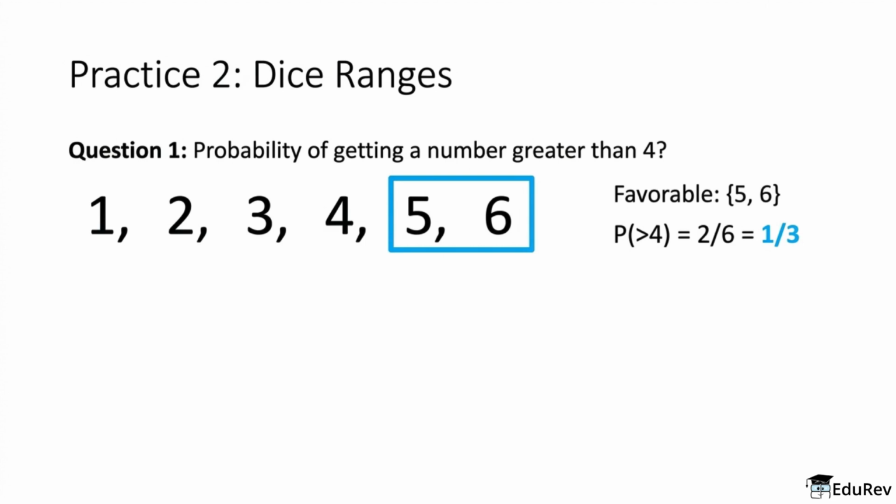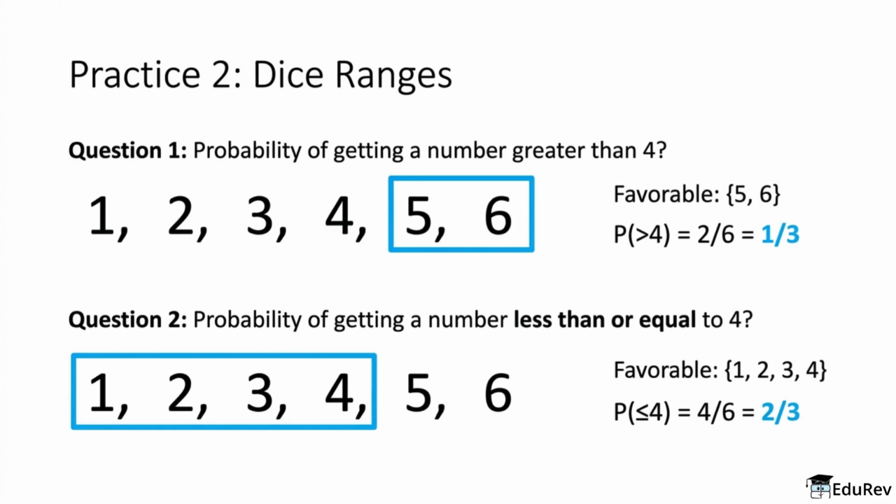In practice 2, we have 2 questions. Question 1. What is the probability of getting a number greater than 4? Looking at our options 1 through 6, our favorable outcomes are only 5 and 6. That is 2 favorable outcomes out of 6 total, which simplifies to 1/3. Question 2. What is the probability of getting a number less than or equal to 4? Our favorable outcomes are 1, 2, 3, and 4. That gives us 4 out of 6, which simplifies to 2/3.